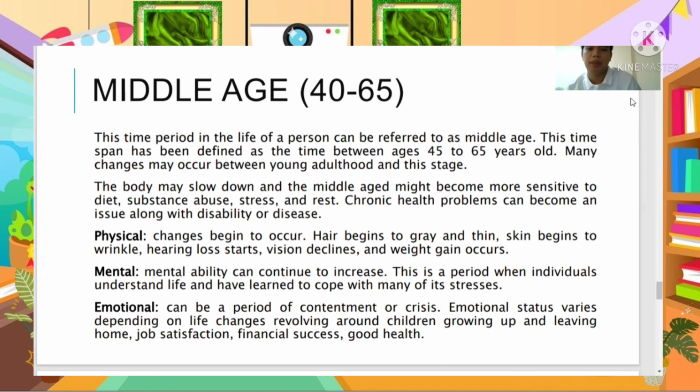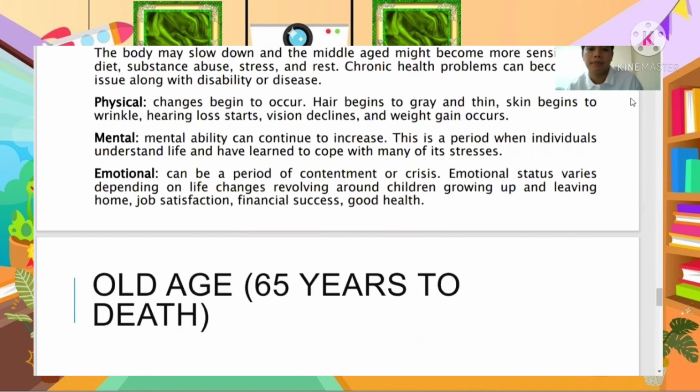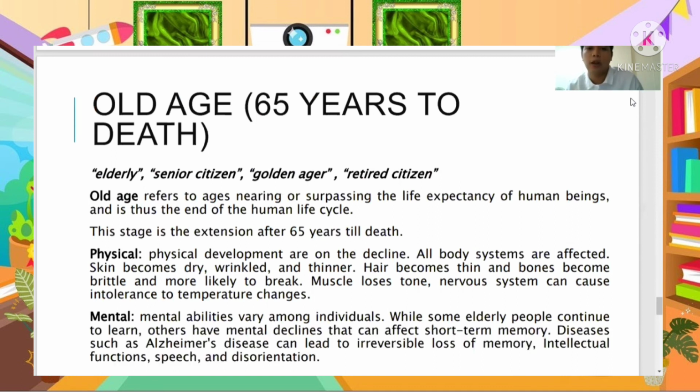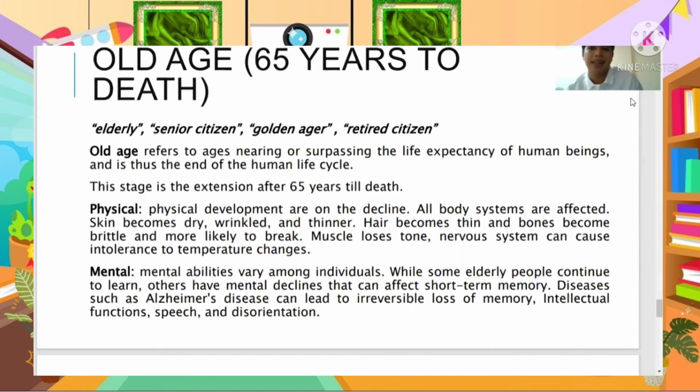And emotional life can be a period of contentment or crisis. Emotional status varies depending on life changes revolving around children. And the last is old age, 65 years to death. Okay, this is what we call elderly, senior citizen, golden ager or retired citizen. Old age refers to ages nearing or surpassing the life expectancy of human beings and thus the end of the human life cycle. This stage is the extension after 65 years till death.